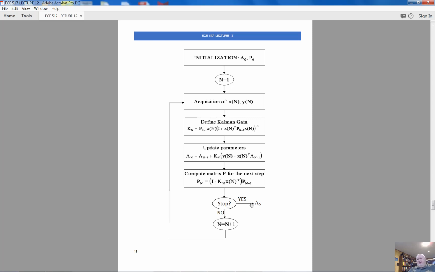If you have to stop, you may print out parameters An or send them to where they are supposed to be used. And if it's not time to stop, and you probably would have a special stopping criterion for the procedure, you will make n equal to n plus 1. In other words, increment n by 1. Go back to the acquisition of the input-output measurements, define Kalman gain, and proceed within this cycle.